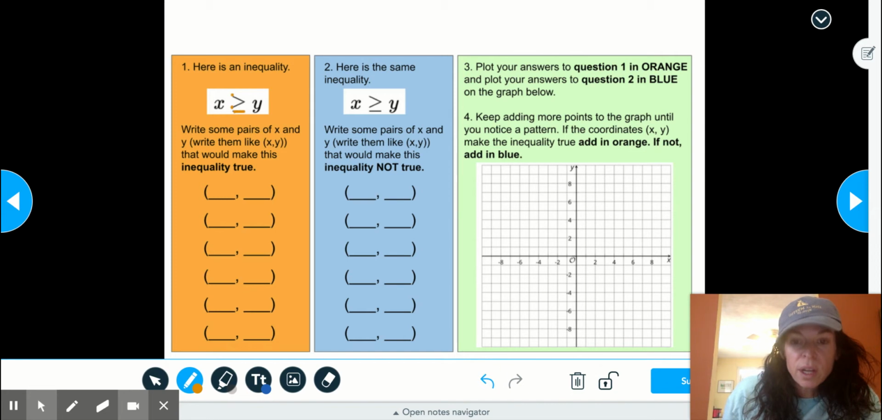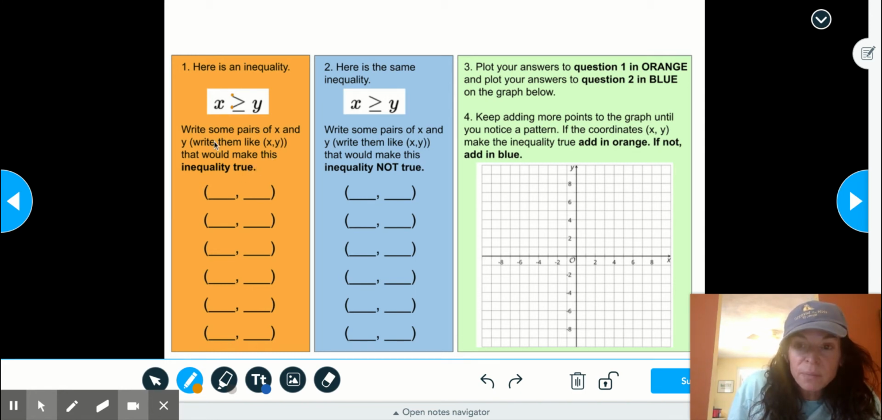All right, so here's the inequality. X is greater than or equal to y. Write some pairs of x and y. Write them like this, x comma y, that would make this inequality true. All I did so far is read this, and I'm hoping it made sense. Write some pairs of x and y's that would make this true.